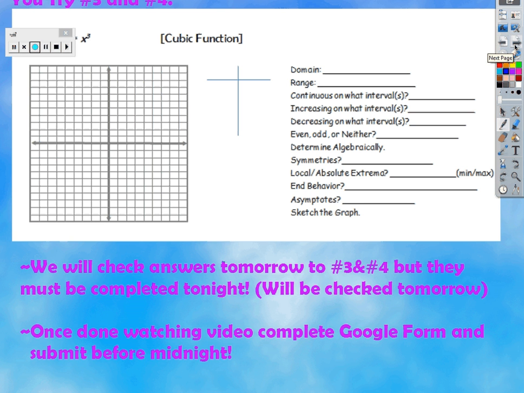Okay, now I want you to try 3 and 4 and graph it, fill in the properties. We're going to check these answers with your group tomorrow in class, and the teacher will also be coming around to check to make sure that you filled in the notes 1 through 4 by watching this video. That's the first thing you need to do. Then you need to go on to Edline or Google Classroom and watch the form and submit it by midnight tonight. That goes along with this video. So please do those 2 things right now, and we'll see you tomorrow in class.